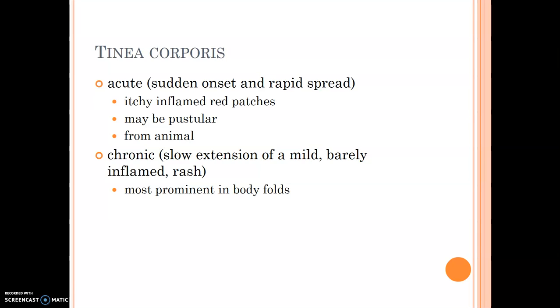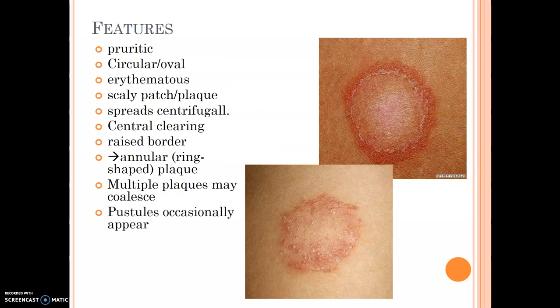It is most prominent in the body folds, for example, in the axilla, in the groin, under the breast. So these are the common places where you can get this slow chronic fungal infection in the body. So these are the features of tinea corporis.